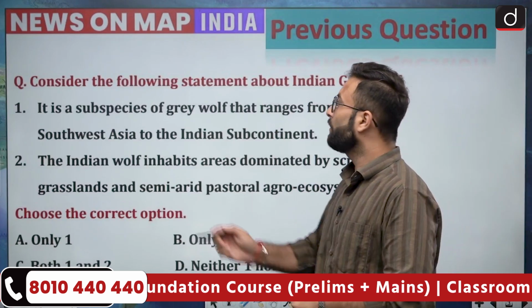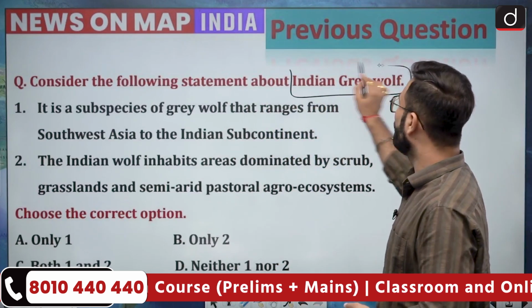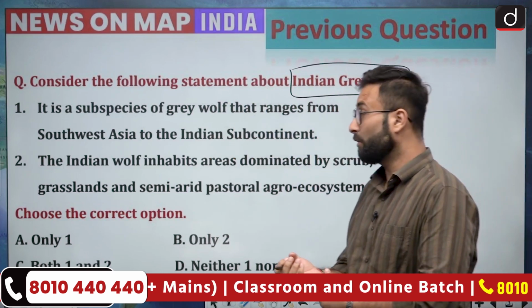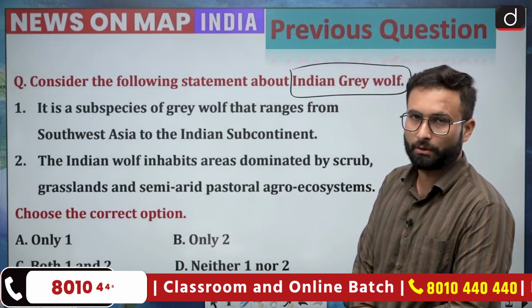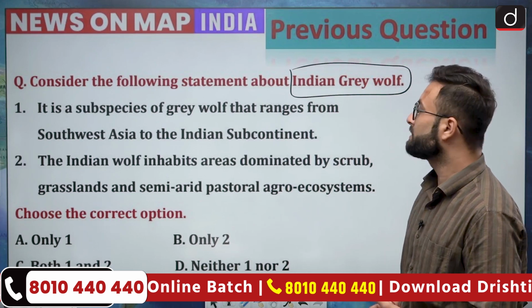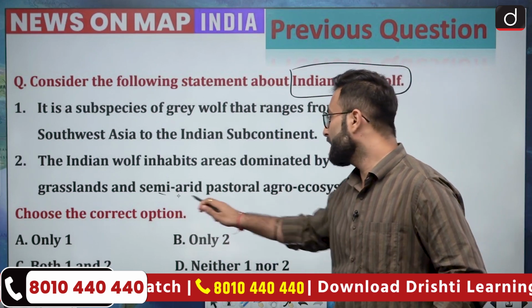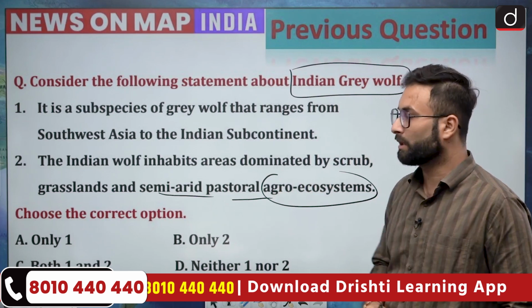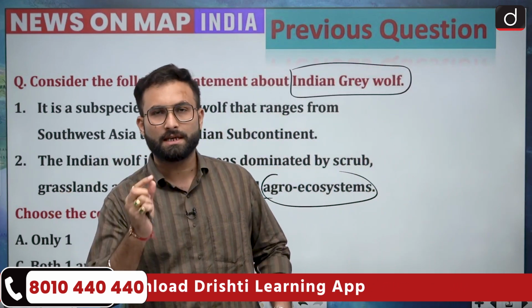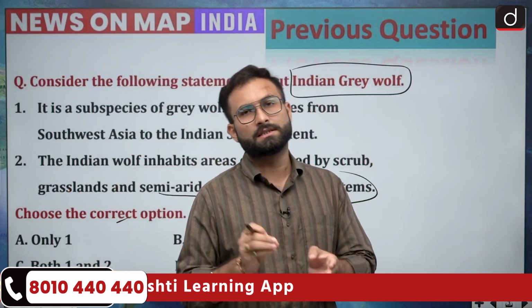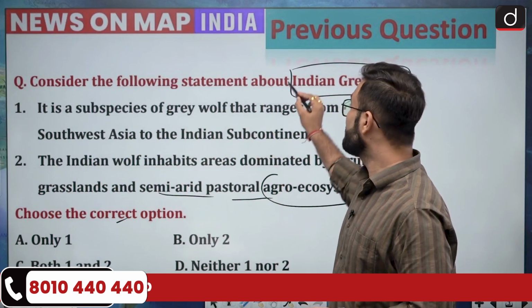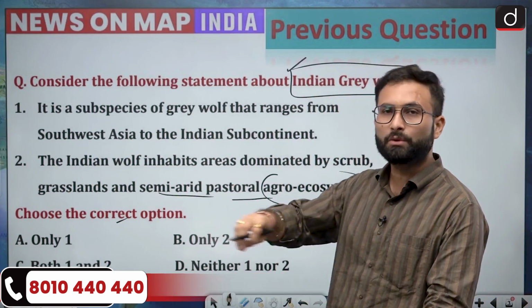Consider the following statements about the Indian grey wolf. It is a subspecies of grey wolf that ranges from Southwest Asia to the Indian subcontinent. Second statement: the Indian wolf inhabits areas dominated by scrubs, grasslands, and semi-arid pastoral agro-ecosystems. Now you have to choose the correct option. Obviously it is a subspecies of grey wolf, and since the name is Indian, it will be around the Indian subcontinent.